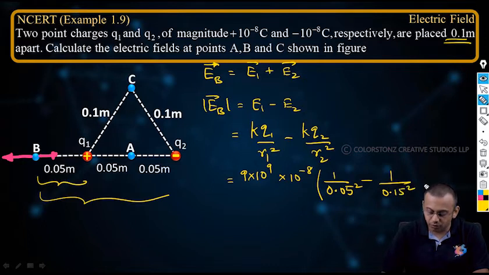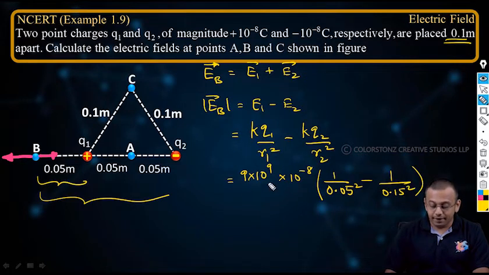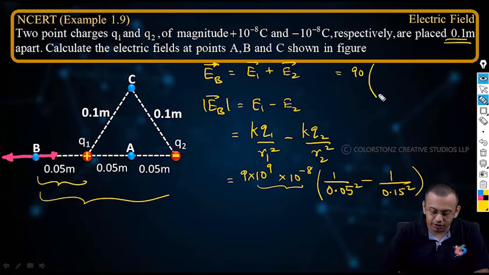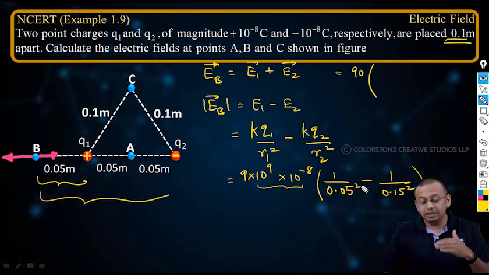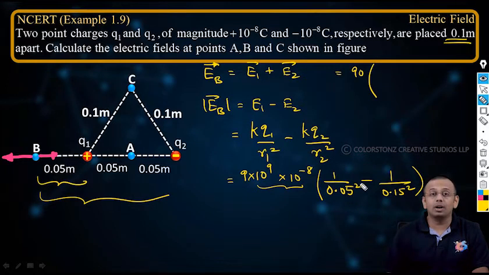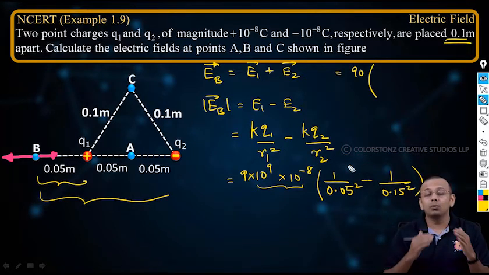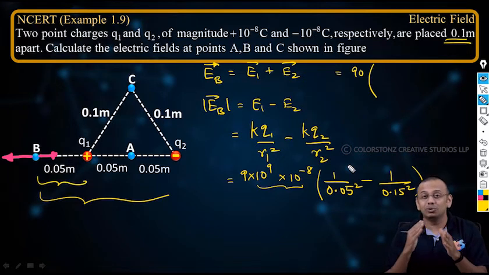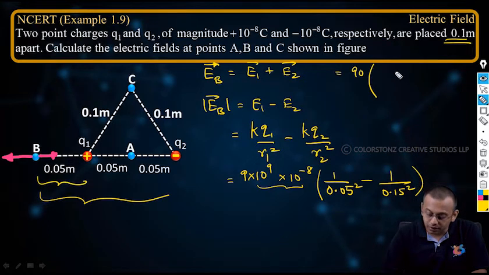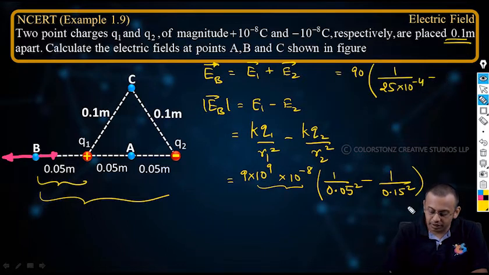0.15 whole square. Okay. This term again simply will become 10. So this whole thing I can say will become 90. So we have 90 into 1 upon 0.05 whole square. So as we had said, this will become 1 upon 25 into 10 to the power minus 4. This will become 1 upon 225 into 10 power minus 4.